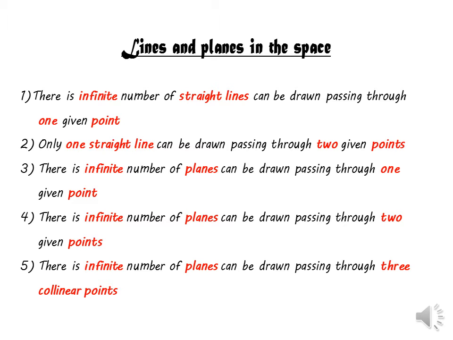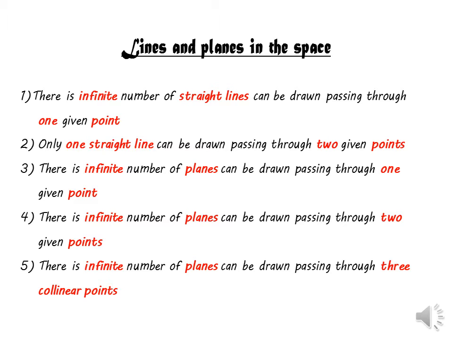Let's revise some important remarks. First, there is an infinite number of straight lines that can be drawn passing through one given point. Only one straight line can be drawn passing through two given points.